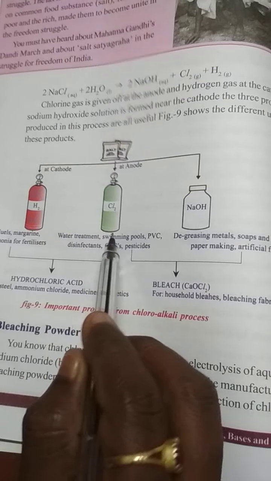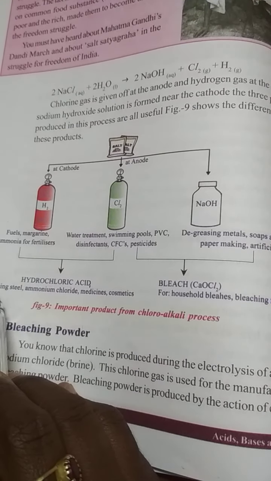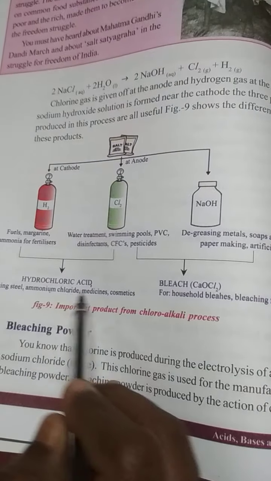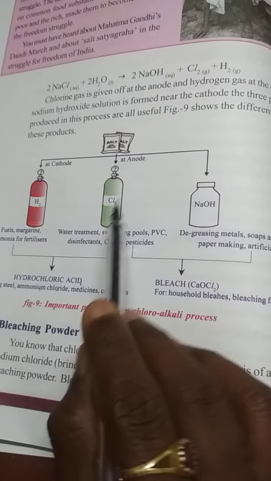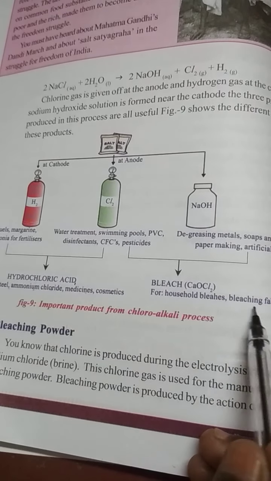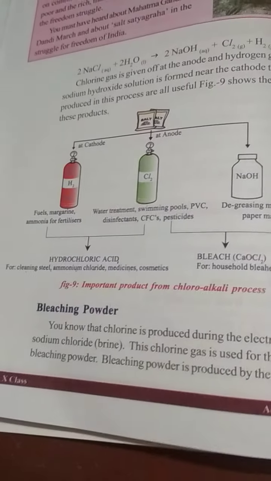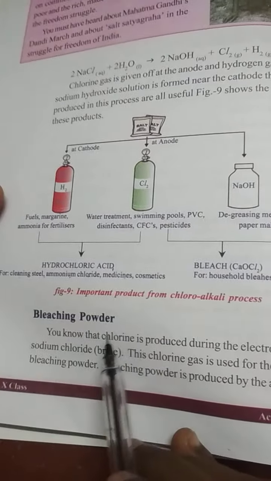This hydrogen gas and chlorine gas gives hydrochloric acid. They are used for cleaning steel, ammonium chloride, medicines, cosmetics. These two are used as bleach for household bleaches, bleaching fabrics. Okay, students. Next, we will see bleaching powder.